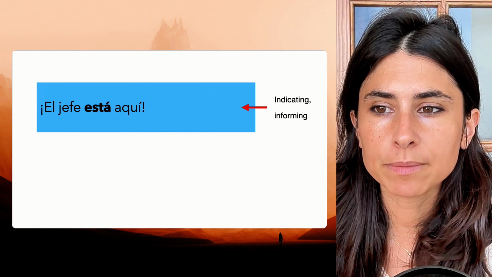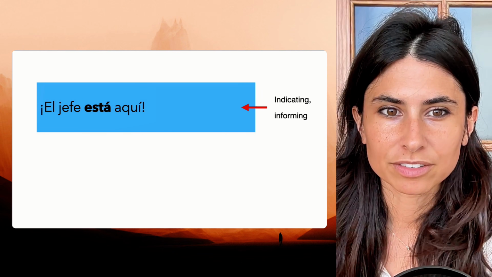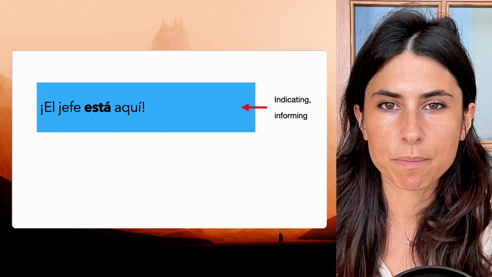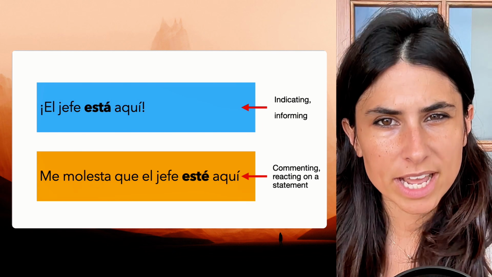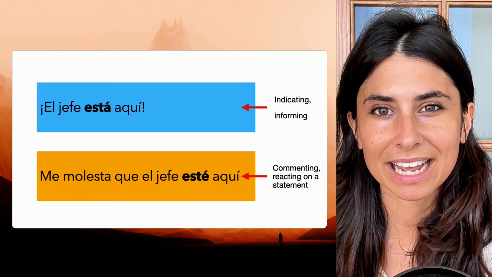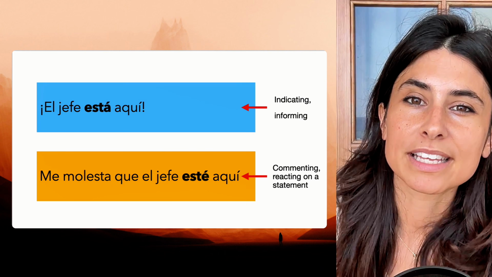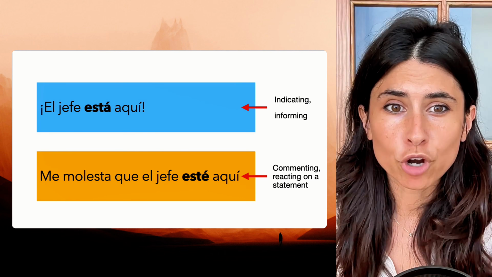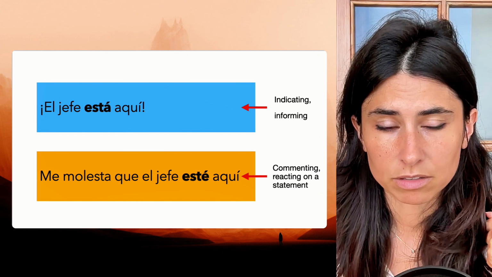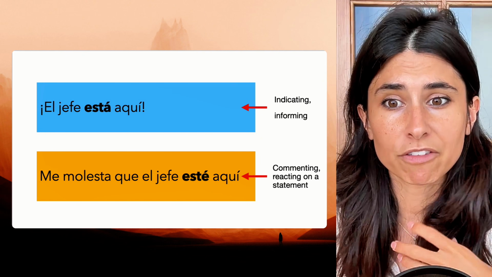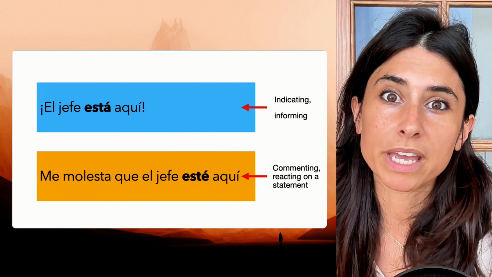Let's see another example. El jefe está aquí. The boss is here. I'm informing, I'm indicating. The boss is here. Está. Now, if I say, me molesta que el jefe esté aquí. It bothers me that the boss is here. I'm not informing about the boss being here. I'm just saying that it bothers me. Okay? So I'm reacting, I'm giving you my opinion on the boss being here.